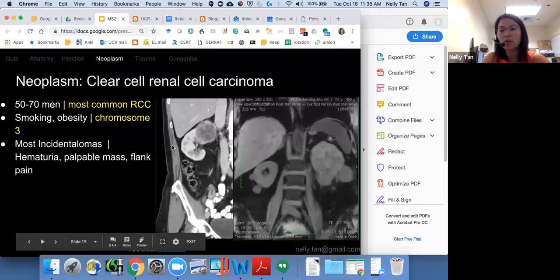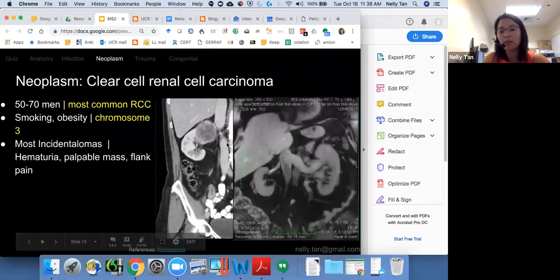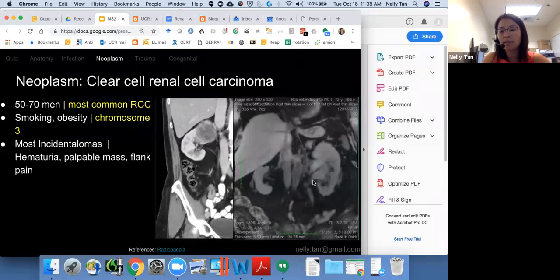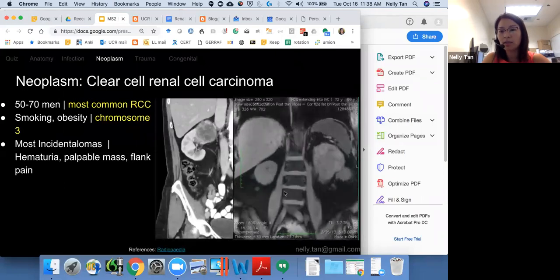Okay, so this is a CT scan and we see an upper pole mass. And here is, what kind of imaging study is this?